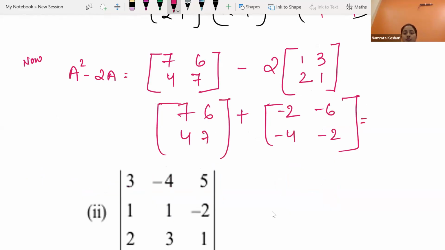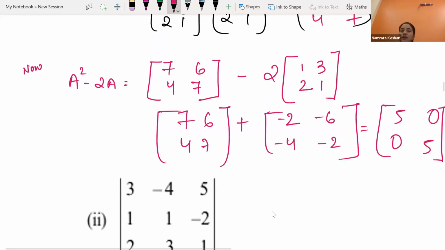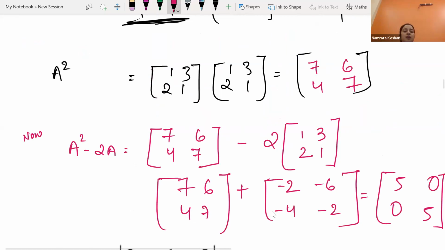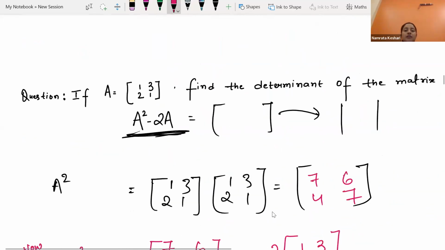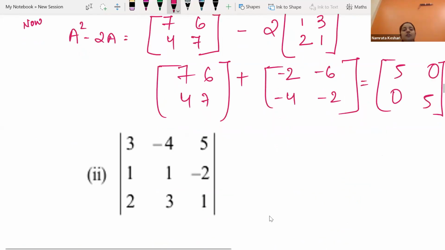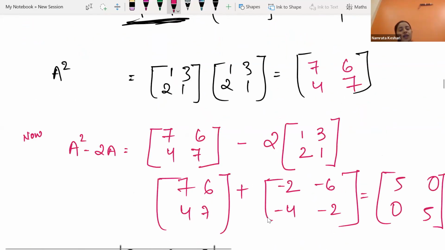So 7 minus 2, 5. 6 minus 6, 0. 4 minus 4, 0. 7 minus 2, 5. So this is what we are having in hand, the resultant matrix. And what is the question? Find the determinant of this matrix. Whatever we get as the resultant from here, that's the determinant we have to find.